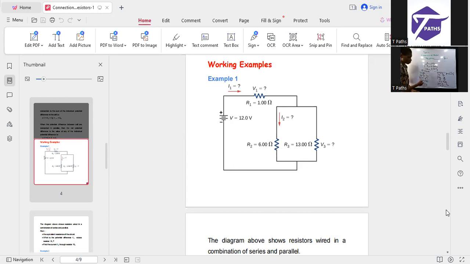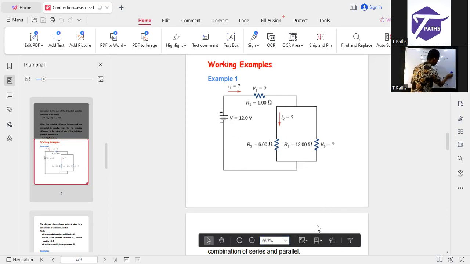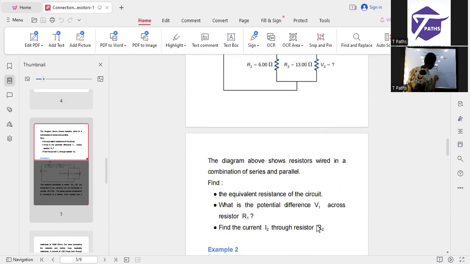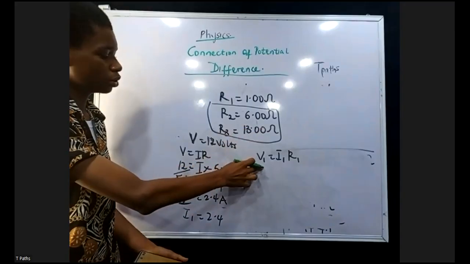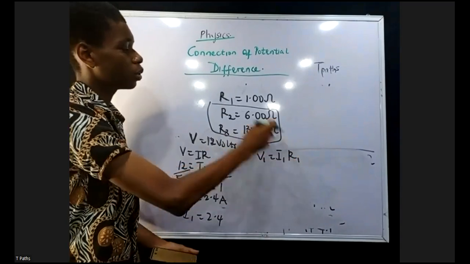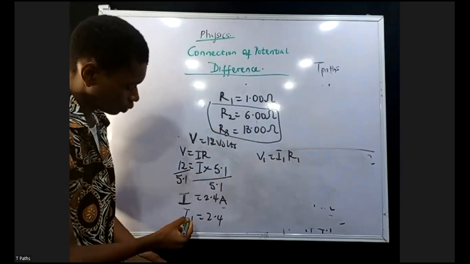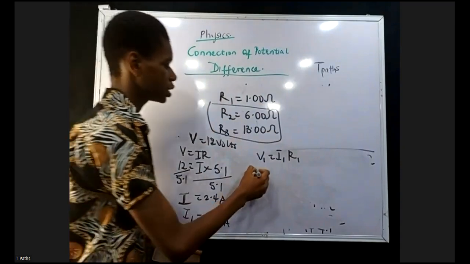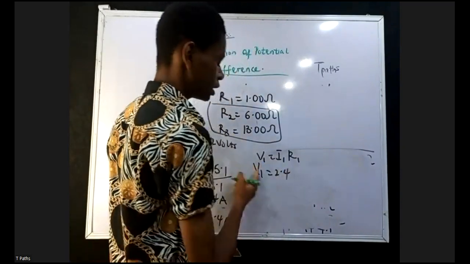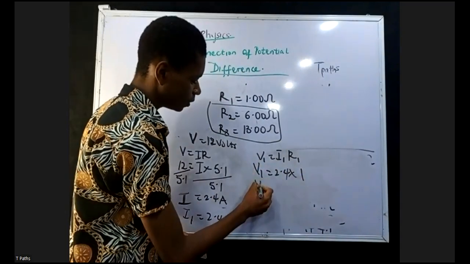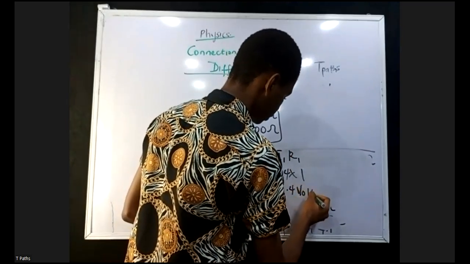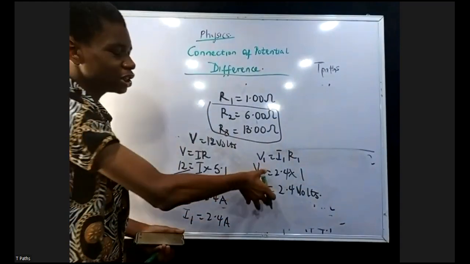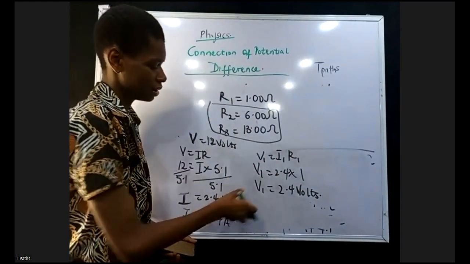Now, the second question asks us to find the potential difference V1 across R1. So I can use the formula. Using the same formula, V1 is equal to I1 times R1. I'm looking for my V1. My R1 is 1 ohm, and my I1, which I said is 2.4 amperes, is this. So V1 is equal to 2.4, which is my electric current, times 1. So my V1 will be 2.4 times 1, 2.4 volts. So now the potential difference across the resistance is 2.4 volts.